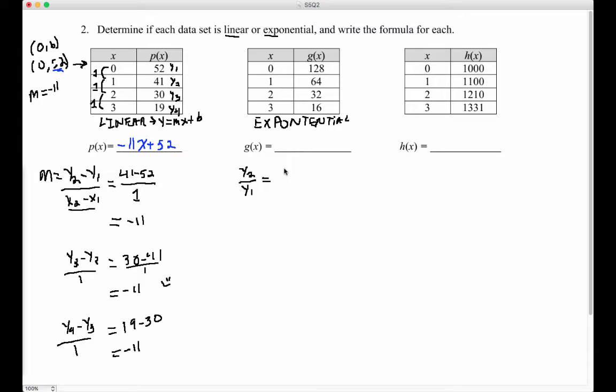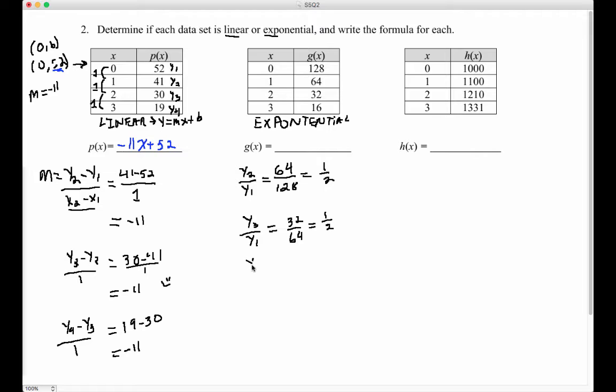y sub 2 divided by y sub 1 is going to be equal to 64 divided by 128. Hopefully that makes sense to you. I'm just looking at them sequentially here. And when we do that, we get back 1/2. Same thing here. If I look at y sub 3 divided by y sub 2, then we're going to get 32 divided by 64, and again we get back 1/2.